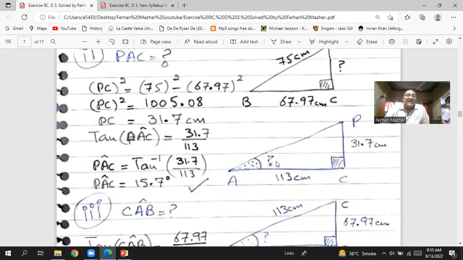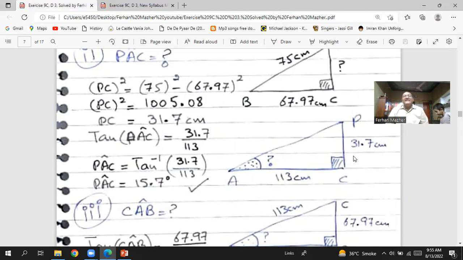I want to know this angle, the side opposite to the angle. That side is known as, here in Pakistan, we call it the perpendicular. Some people call it the opposite side. And we know the base, the adjacent side. I can apply tan. Tan is perpendicular by base. So the tan PSC will be equal to the perpendicular by base. The perpendicular is 31.7 and the base is 113 centimeter.